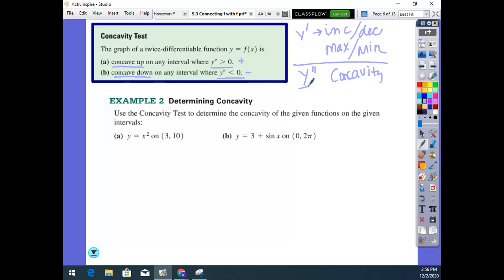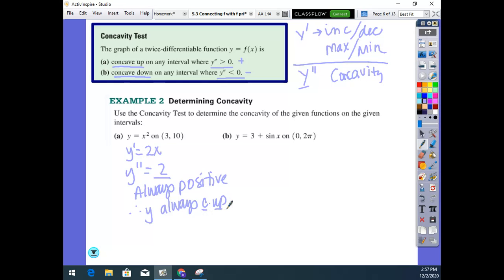So let's just do something basic like x squared. So y prime is 2x. Y double prime is 2. Well, this second derivative is always positive. So therefore, y is always concave up. And a lot of times I just abbreviate C up, concave up.